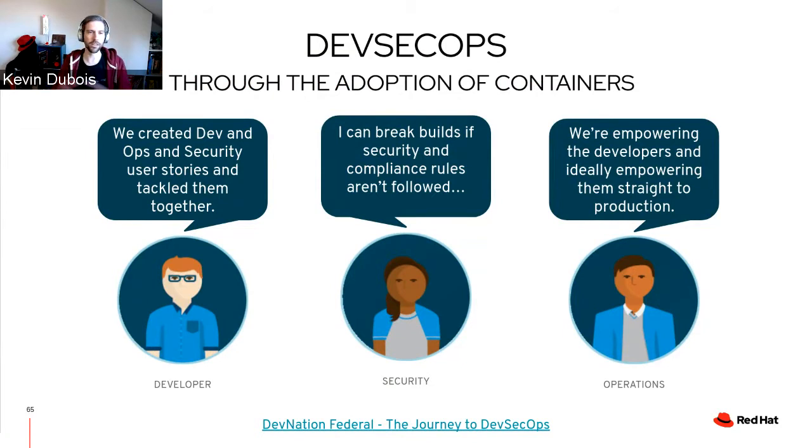And so with DevSecOps, the idea is that we all work together. We're going to tackle new projects or new features together. We're going to create our user stories together. The security people can have their input and can be part of that development process as well. The operations people can provide self-service tooling so that developers don't go around them and find other tools.